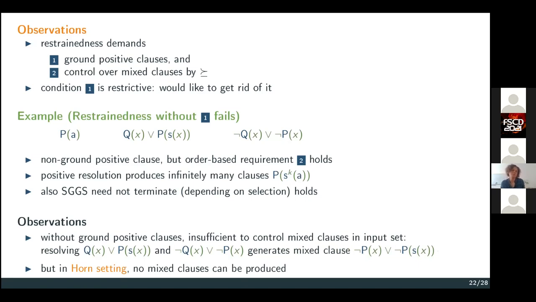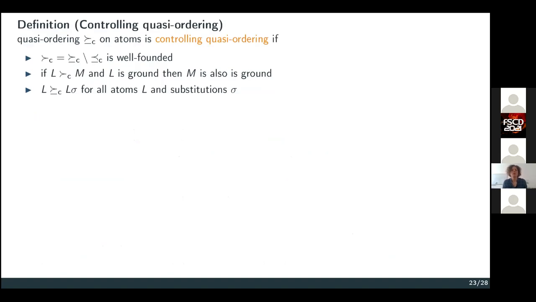And to avoid this, we now restrict to a subset of input sets. Namely, we only consider Horn input sets where such mixed clauses cannot be produced. So we define a controlling quasi-ordering in a similar way as for the restraining. I don't want to go into details, just mention that we have a pretty restrictive condition here.